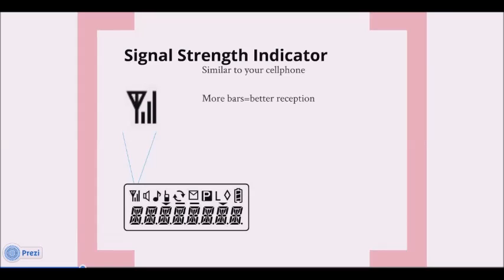This icon is the signal strength indicator. It is very similar to the bars on your cell phone. It is a rough indication of the current quality of your coverage to our network.